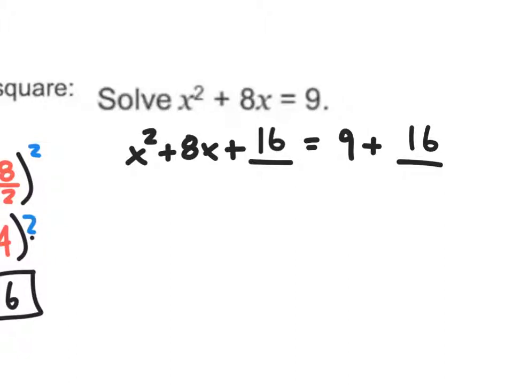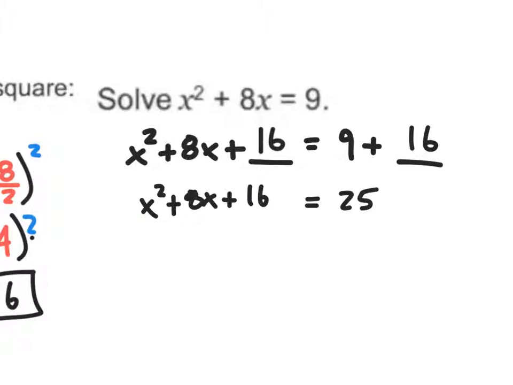Okay. Now, the next step, I'll just go x squared plus 8x plus 16. We want to combine the 9 and the 16. That's going to give me 25. All right, so now what I have here is that I've got x squared plus 8x plus 16. Okay, I want to factor this.